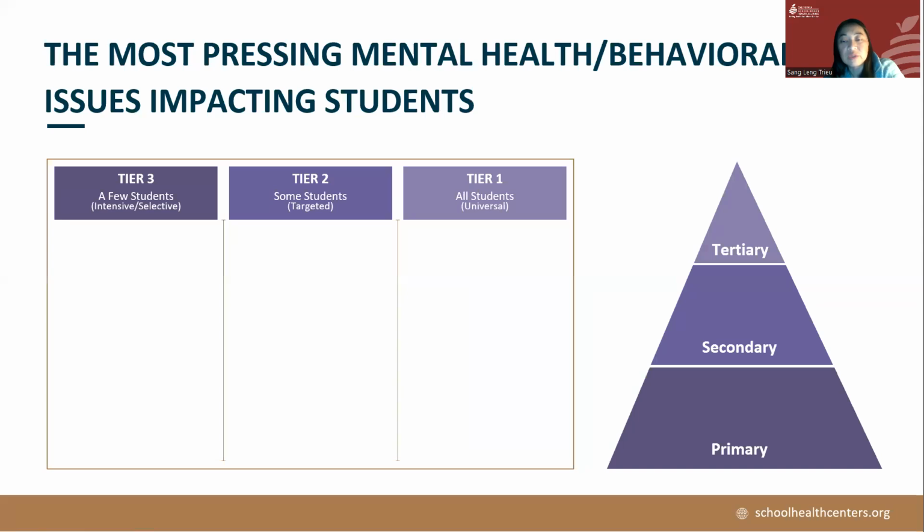I mentioned a tiered version earlier. This is very familiar to all of you here, in thinking about what the most pressing mental health or behavioral health issues are that are impacting our students. You can think about that by way of the tiers: tier one, tier two, tier three.